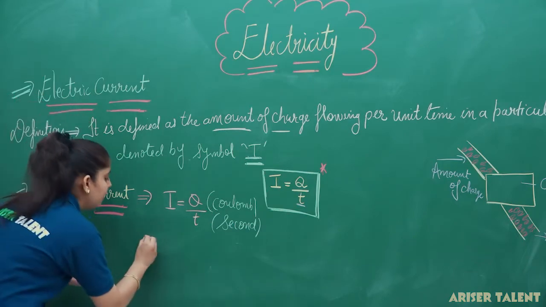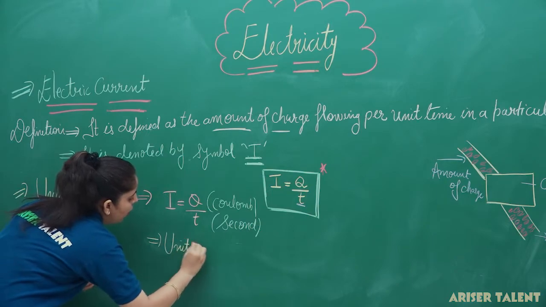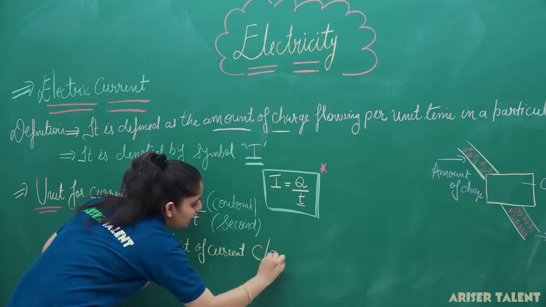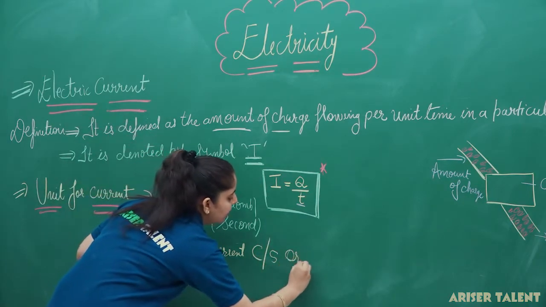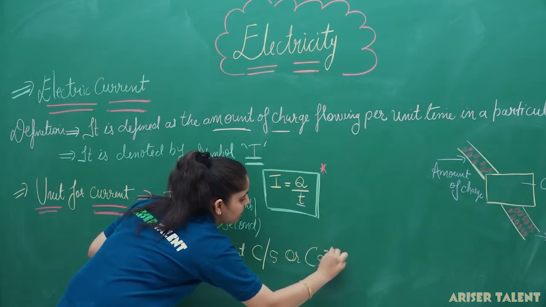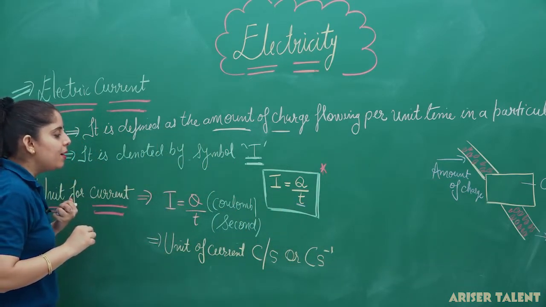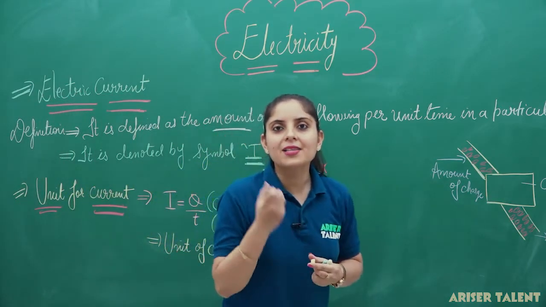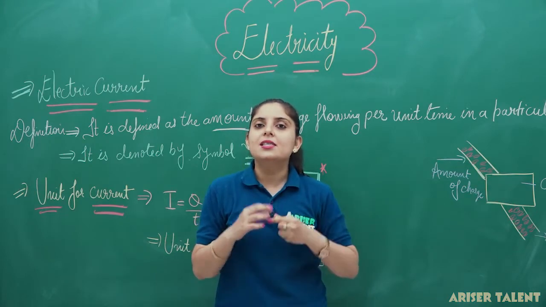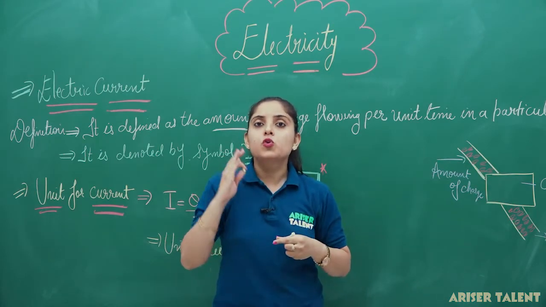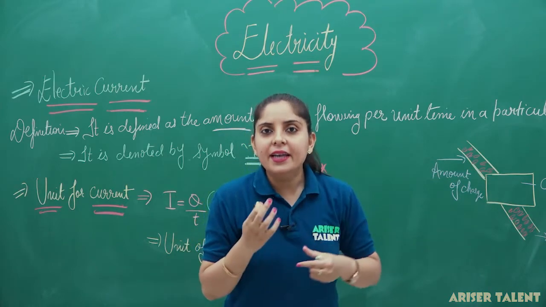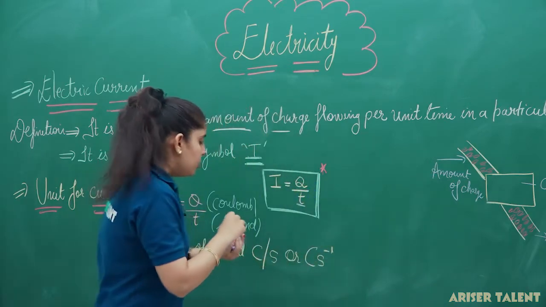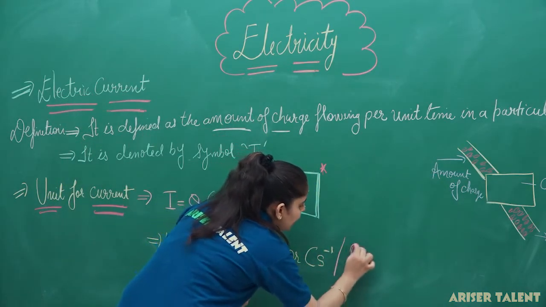So I can write that the unit of current will be coulomb per second, or I can write coulomb second inverse. These are the units that we are getting from here, and for I we have one standard unit that is known as coulomb per second, and the unit is specified as ampere. So in the international system, the unit of current is defined as the ampere. So what is the standard unit here?